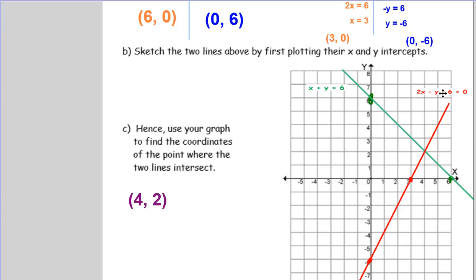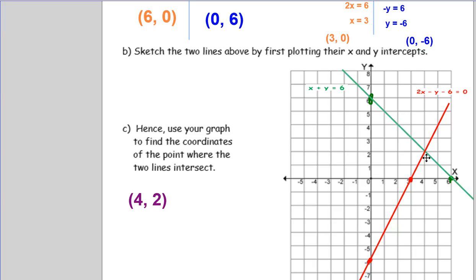Now part B is done. Part C is: hence, use your graph to find the coordinates of the point where the two lines intersect. So here's line 1, here's line 2. What are the coordinates of this point right here where they intersect? What's its x coordinate? That's right, it's 4. What's its y coordinate? That's right, it's 2.